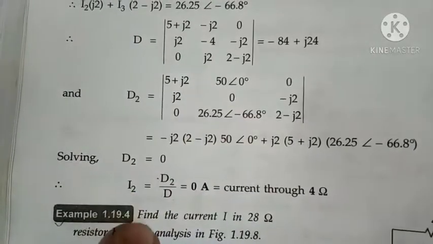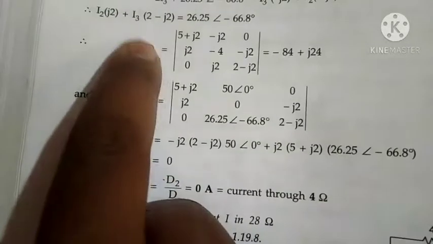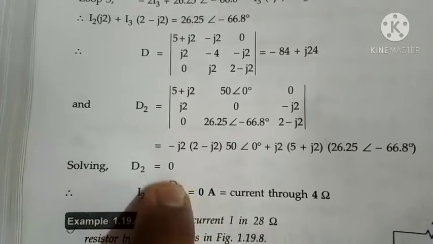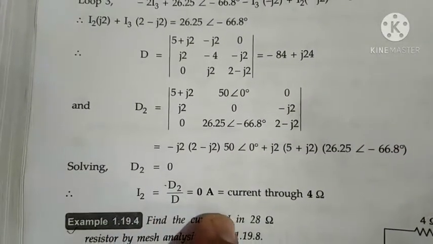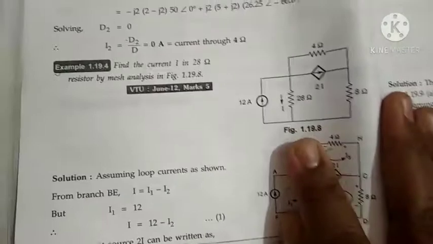The current I2 is given by delta 2 divided by delta. Delta 2, or D2, is equal to 0, divided by D, which is this value. So 0 by anything is 0. So the current through this 4 ohm resistance is 0. Okay, so we'll go for the next problem.